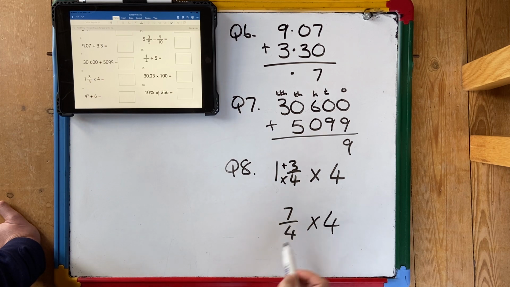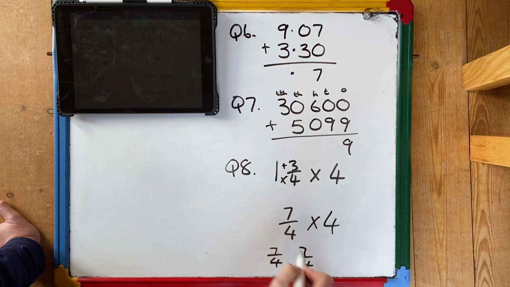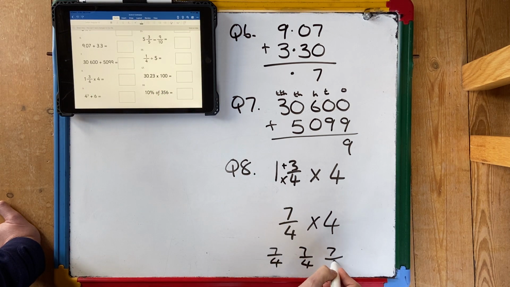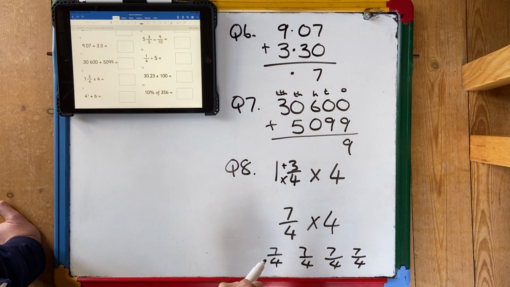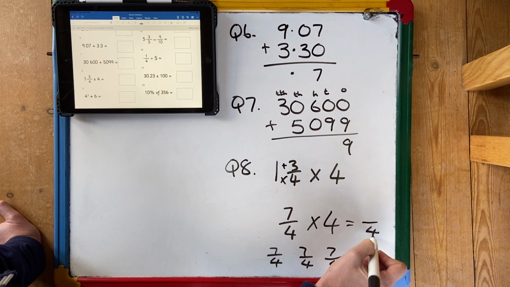So that's 7/4, 4 times. So that's 1, 2, 3, 4. What is 7/4, 4 times? 7, 14, and so on. Counting in sevens 4 times. Your answer will be in quarters.